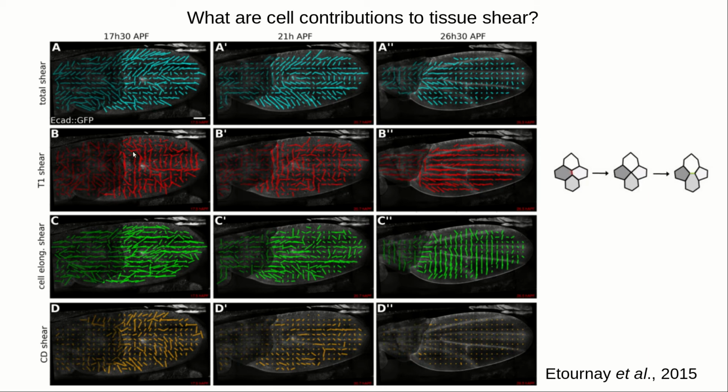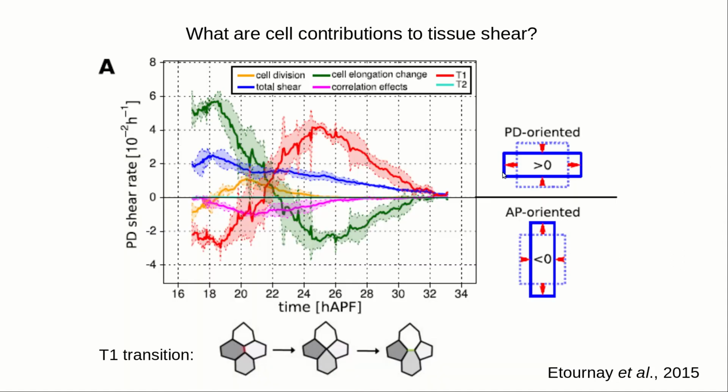And finally, you have the shearing that is due to T1 transitions, which, as already explained, are changes in cell topology, in the neighboring relationships between cells. As you can see, at the beginning there are lots of T1 transitions, but they are not oriented in the proximodistal axis. However, at the end, they become oriented in the proximodistal axis. Here you can see the aggregated data.